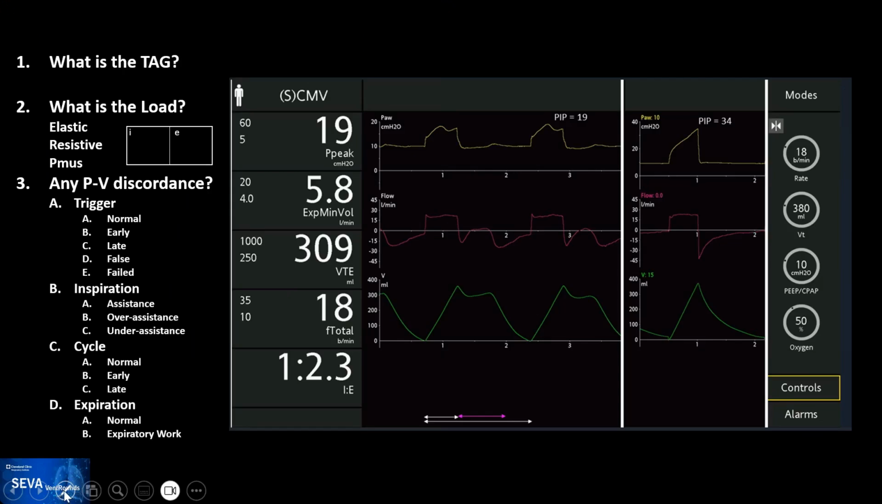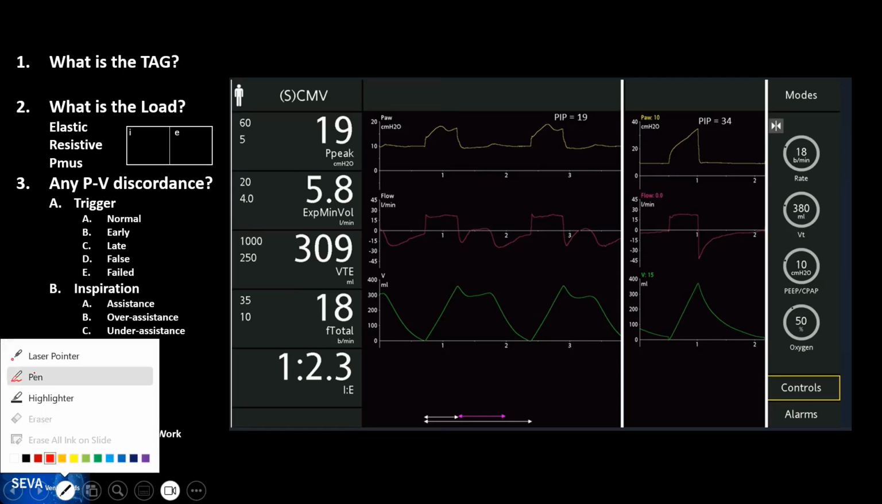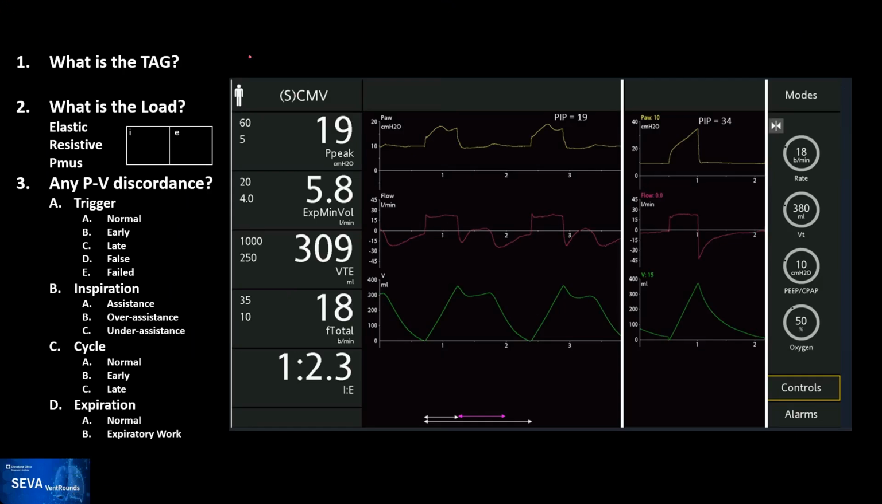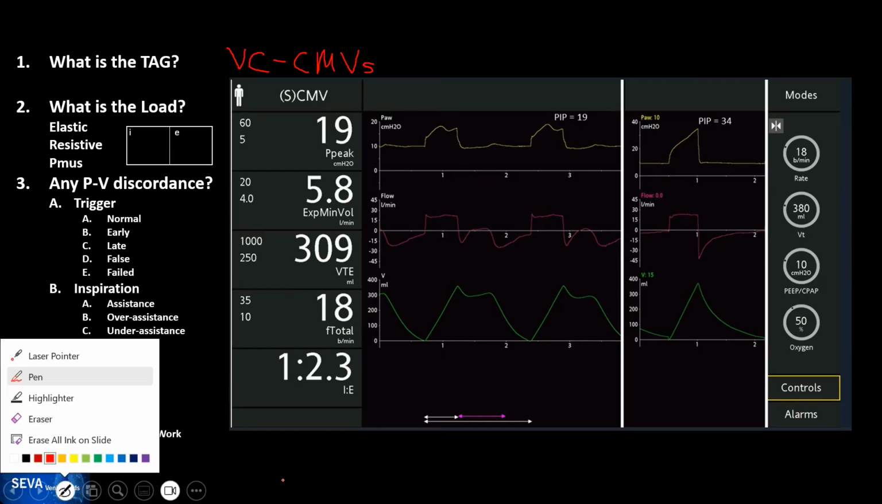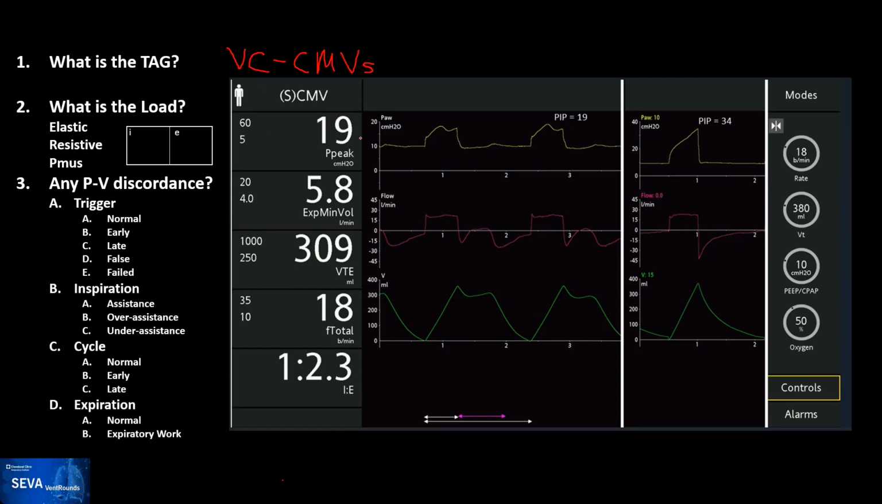This is a Hamilton C6. Fernando put very well the tag. I don't know if anybody else wants to take a chance. Mike also did it right. The commercial name of SCMV in this machine is the mode in which the control variable is volume control. The mode is composed of mandatory breaths, so the breath sequence is going to be CMV, and the targeting scheme is set point, meaning that whatever we set is going to be the same on every single breath.